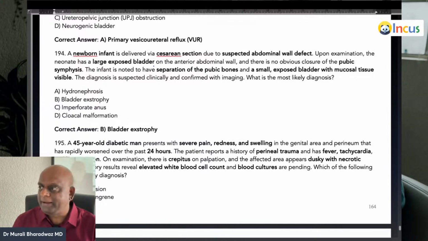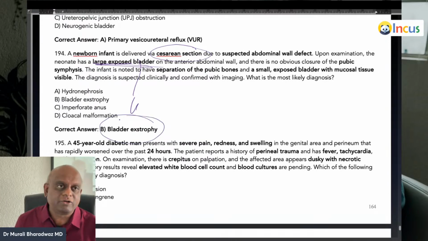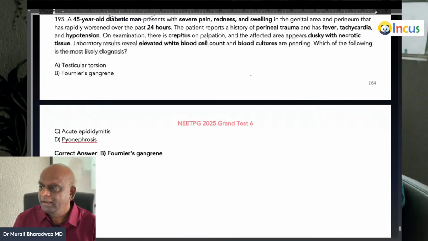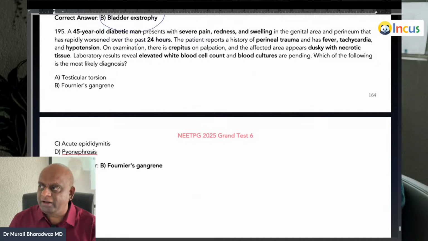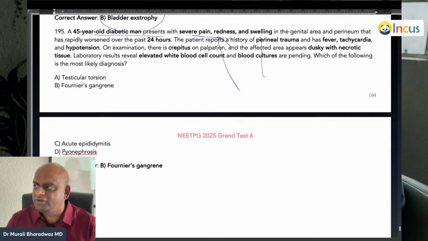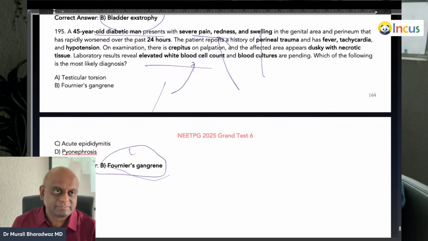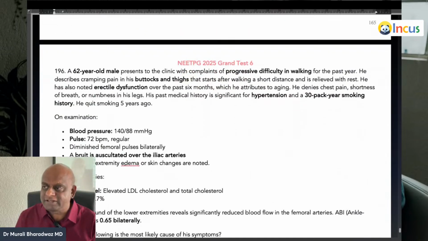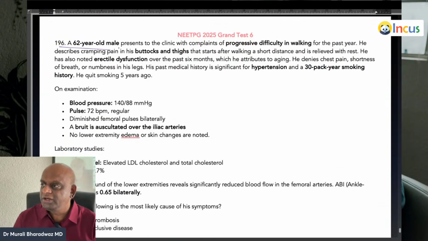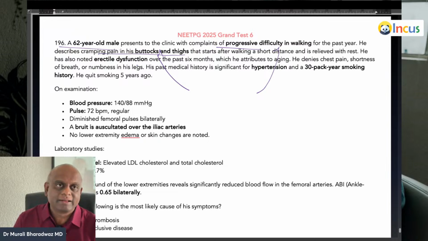A newborn delivered by cesarean section with a large exposed bladder is bladder exstrophy, with separation of the pubic bones. Then 45-year-old diabetic with severe pain, redness, swelling, elevated WBC count is Fournier's gangrene, necrotizing fasciitis. Then 62-year-old with progressive difficulty in walking, cramping pain in the buttocks and thighs, erectile dysfunction.